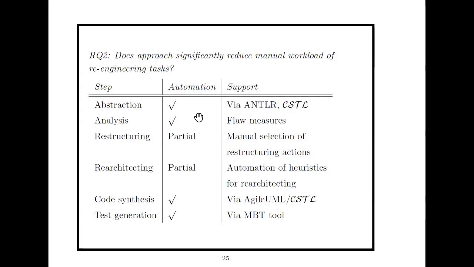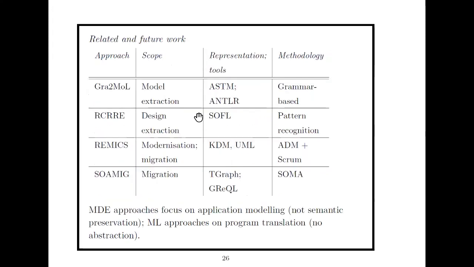For example, for abstraction, we have it via ANTLR and CSTL, while for restructuring, we have partial support for manual selection of restructuring actions. And for code synthesis, we have it using the Agile UML tool, which has been implemented by Lano, and the test generation using a model-based testing tool.